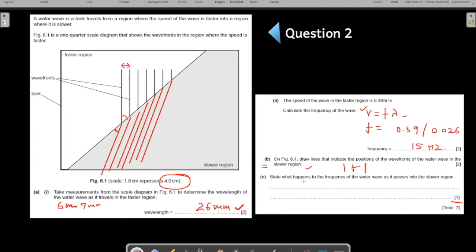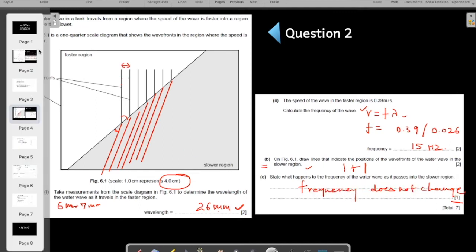The frequency is a factor which does not change, neither for reflection, refraction or diffraction. So you can say frequency does not change. If you see this question is repeating, this question is solely on refraction. This whole question is on refraction. The answer is frequency does not change.